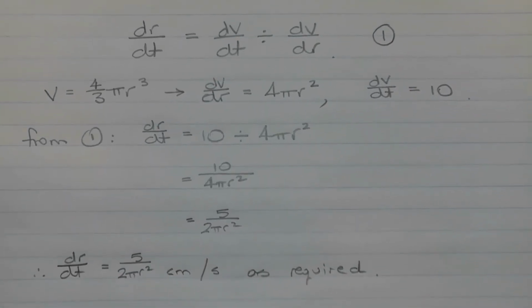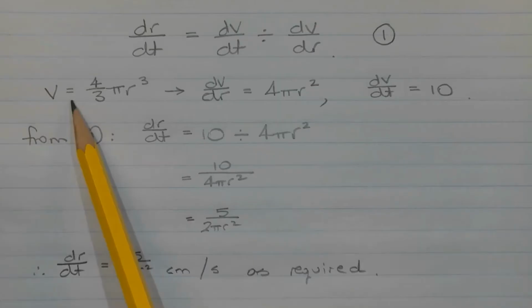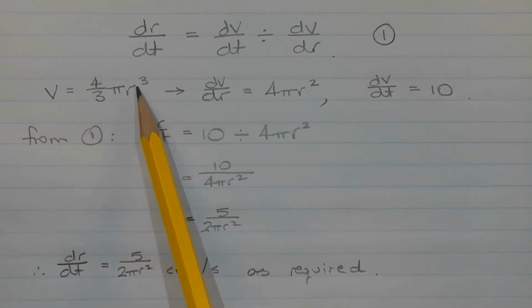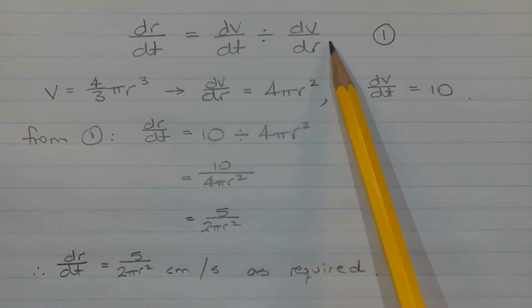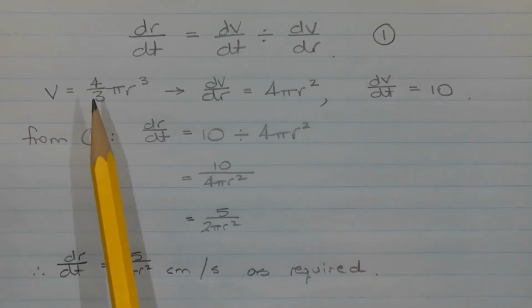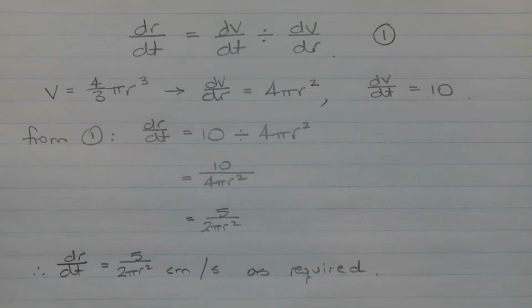Now we're given an equation for V, the volume. V is equal to 4 over 3 times pi r cubed, but we want dV dr. So differentiating V with respect to r, we get dV dr is equal to 4 pi r squared. Now it's given in the question that dV dt is equal to 10. So that's the rate of change of volume with respect to time.